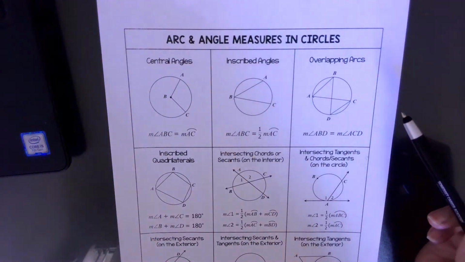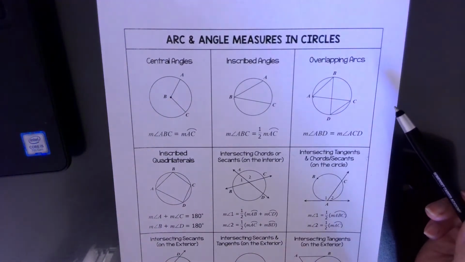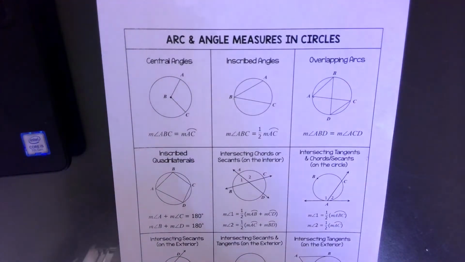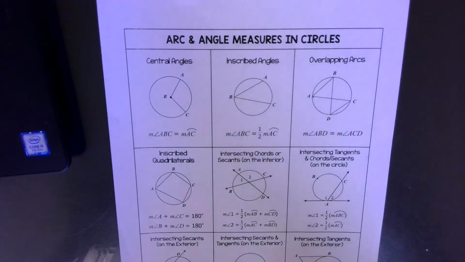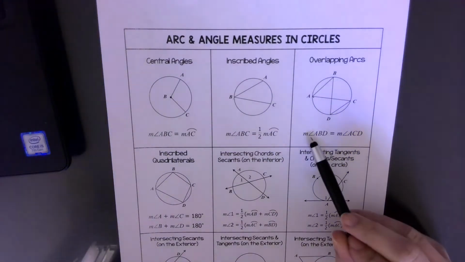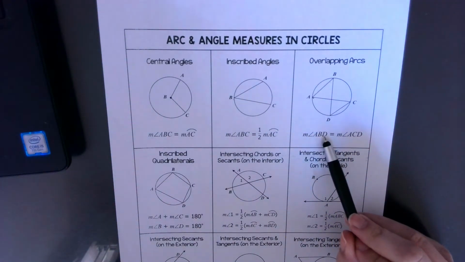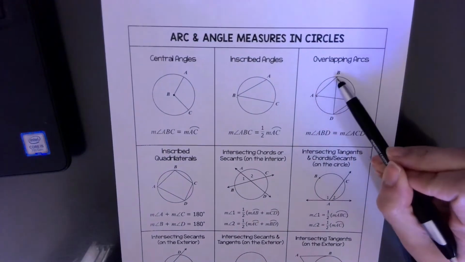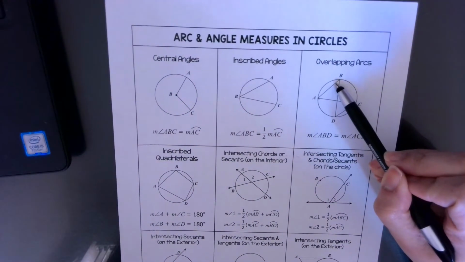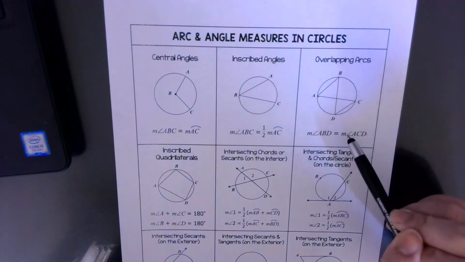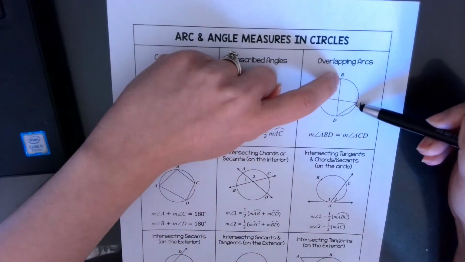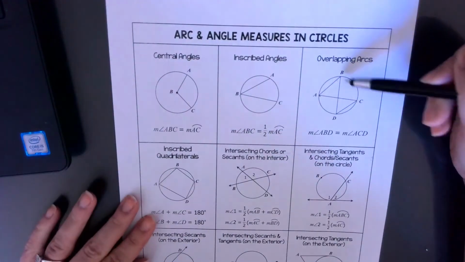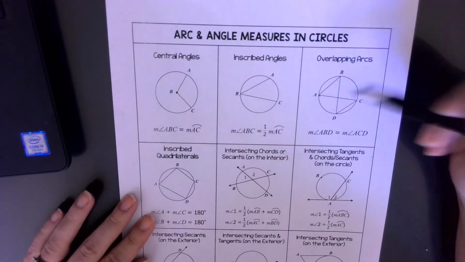So this is what happens if you have an overlapping arc. If you have two inscribed angles that intercept the same arc, then the angles are congruent. So let's look at this one. Angle ABD, this angle right here, is congruent to the angle ACD. So these two angles are congruent. Why? Because they share an intercepted arc.